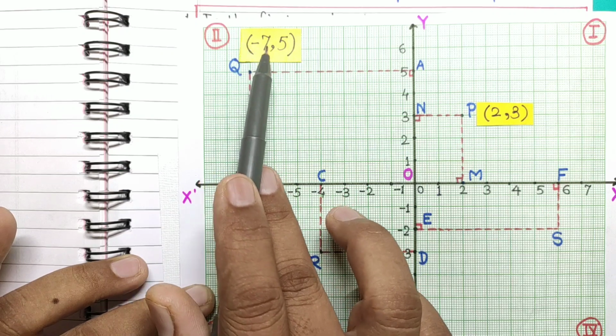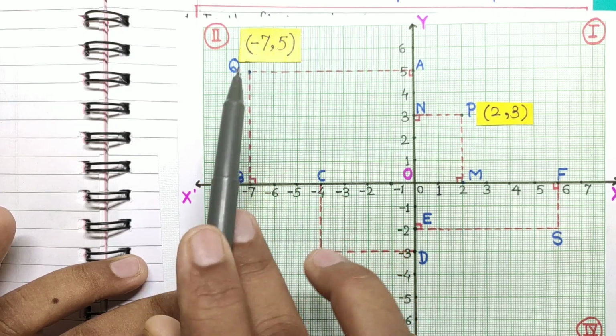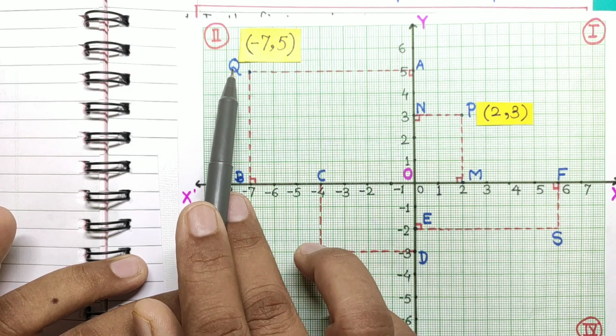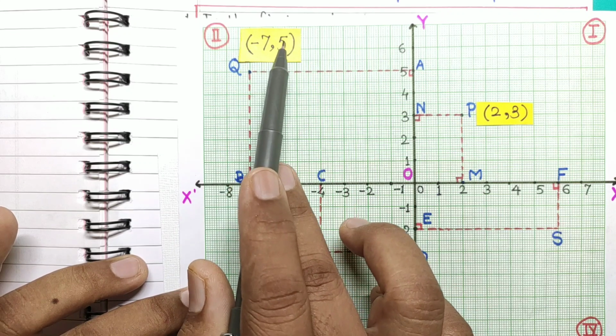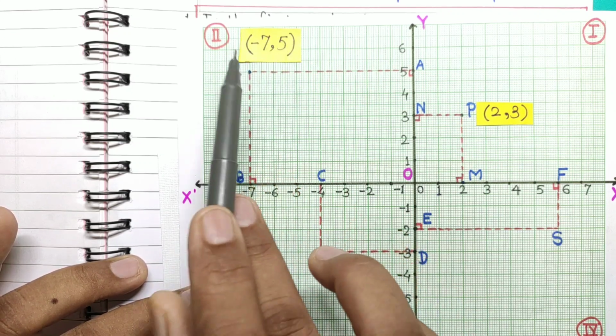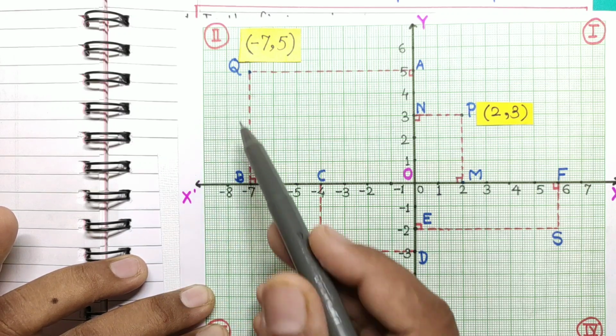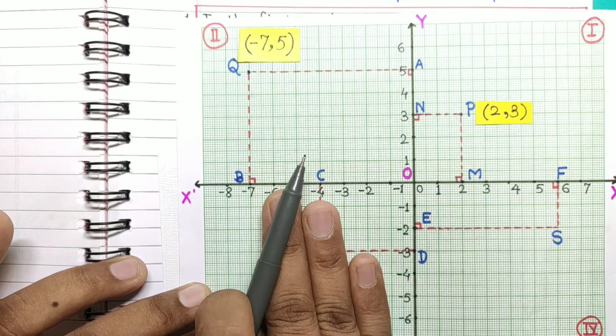See, x coordinate has negative sign and 7 denotes distance of this point Q from y axis, and 5 is y coordinate and it denotes the distance of point Q from x axis. Again, you note this properly.